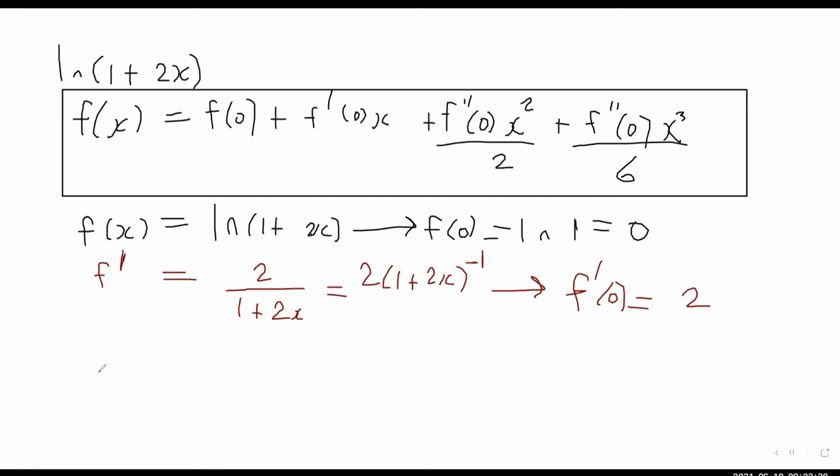Then now we need f double prime. F double prime is going to be equal to, carry down the power to get minus 1, subtract 1 from the power, 1 plus 2x to the minus 2, but then we multiply by the derivative inside the bracket, which is 2, and so 2 times the minus 2 is negative 4. That's negative 4 times 1 plus 2x to the minus 2.